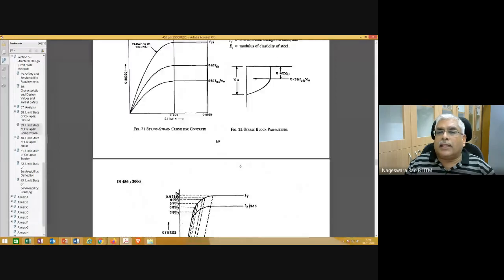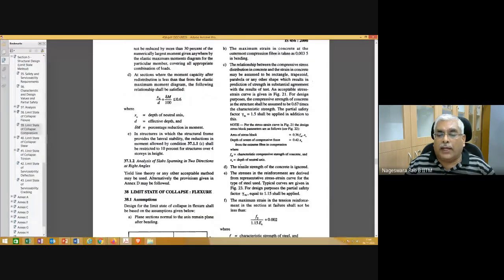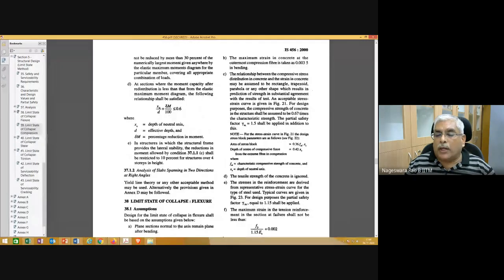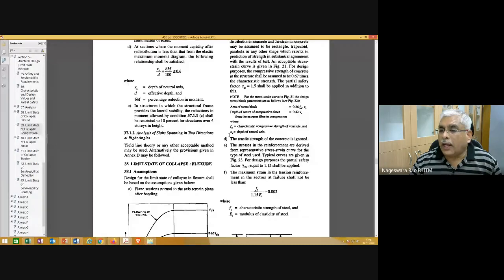And let's go and see the assumptions made under flexure. Plane sections normal to the axis remain plane after bending. That is one of the major assumptions for a member which is undergoing flexure. Maximum strain in concrete at outermost compression fiber is taken as 0.0035 in bending. Okay, and based on that, we have noted stress block and other things. Those details are given here. And also based on the stress strain relations, we noted these relations. Okay, and also we noted tensile strength of concrete is ignored.